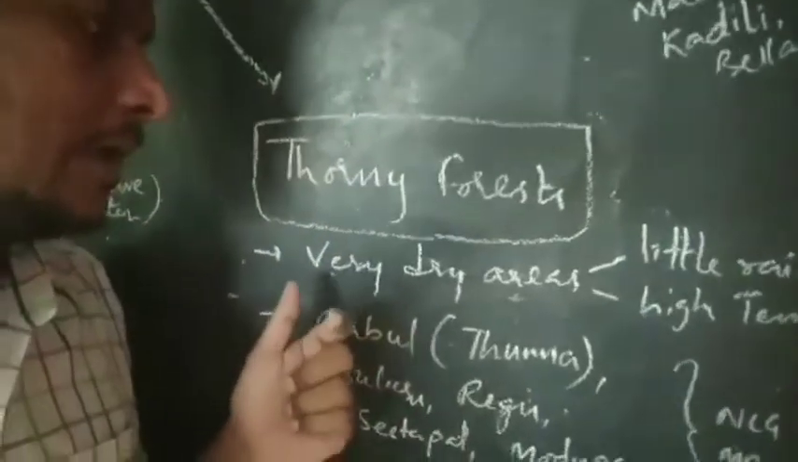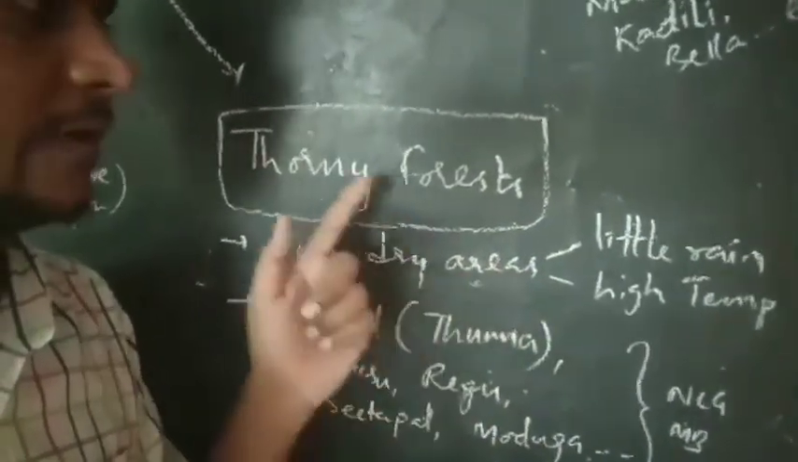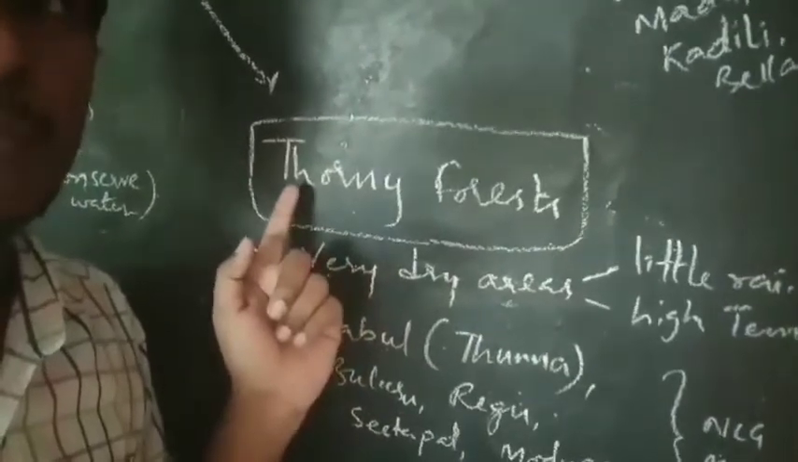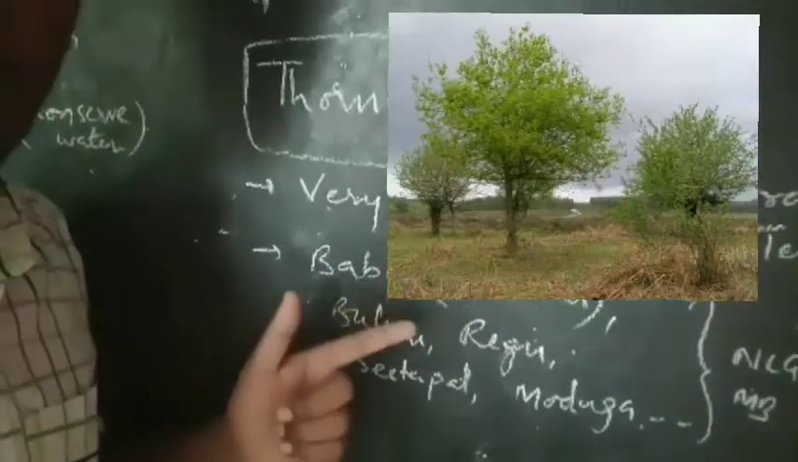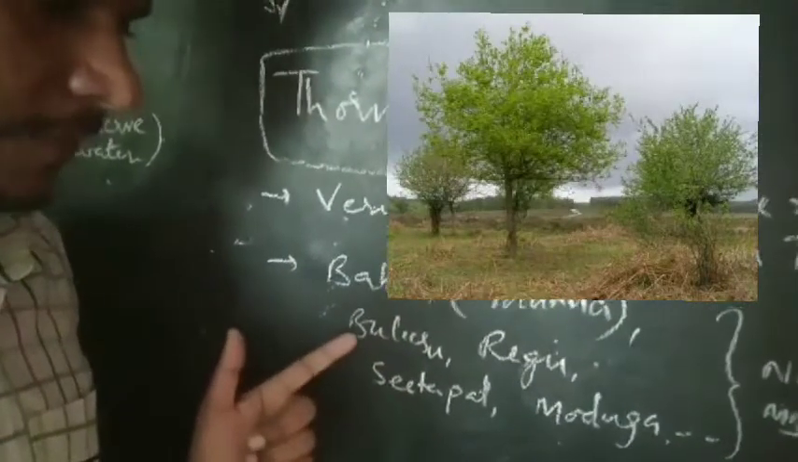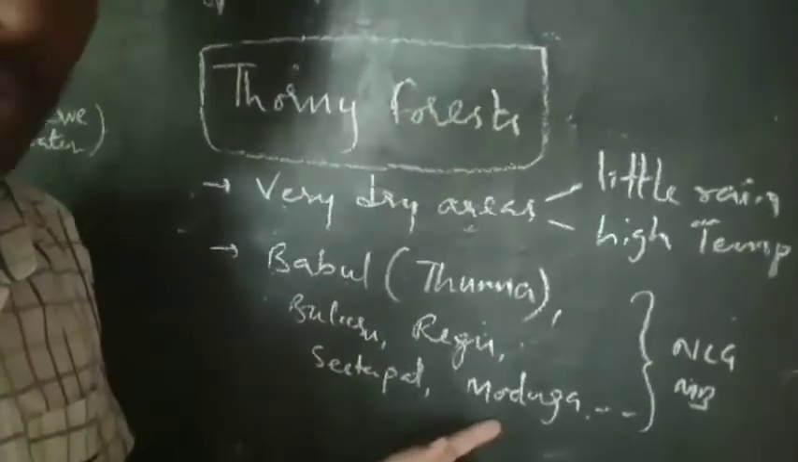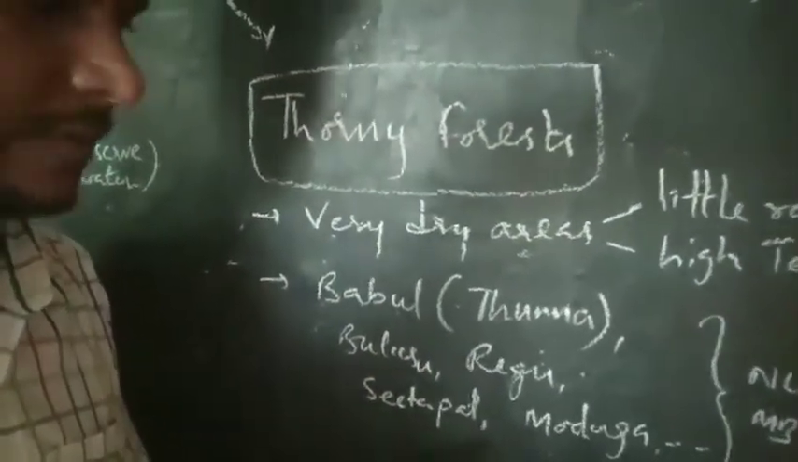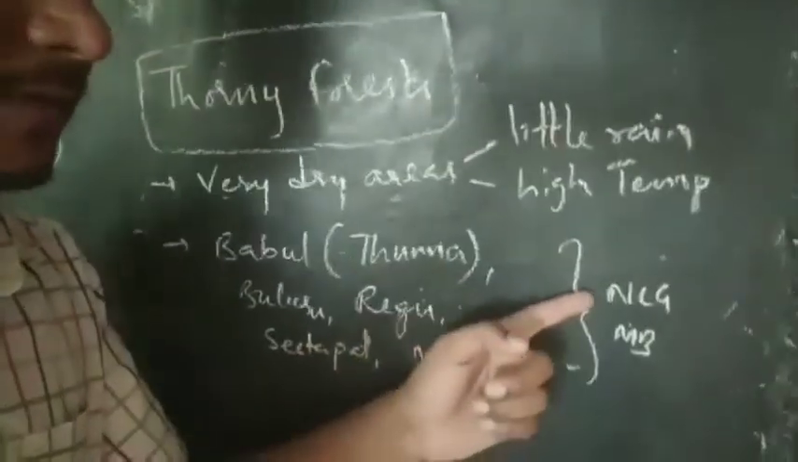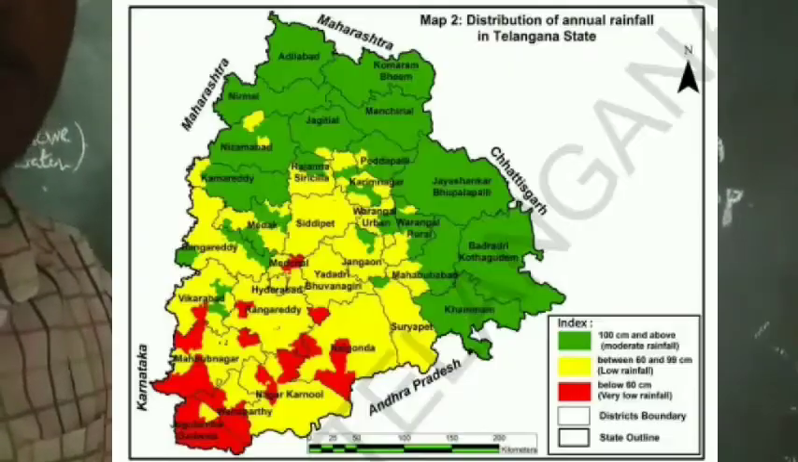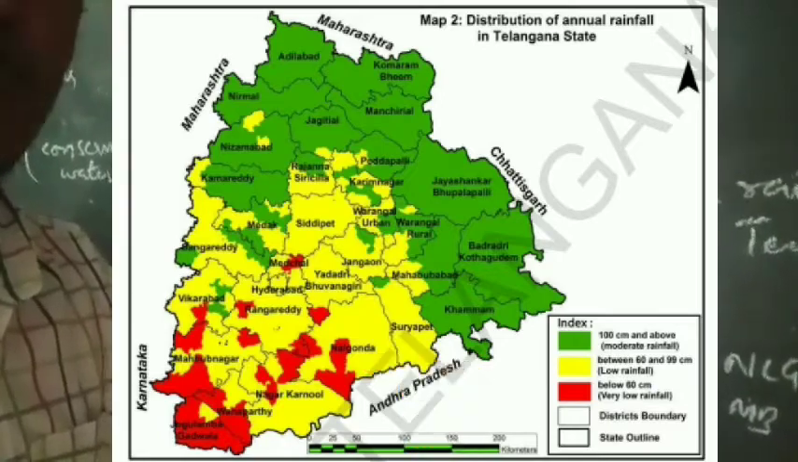Now the climate, if you observe, very dry areas with little rainfall and high temperature, there the forests grown are what we call thorny forest. Okay, next, trees, if you observe: babul tree, tumma chettu. Then next, bulsa. Next, regi chettu, sitaphal, custard apples, and moduga trees, which we can see in our villages of Telangana. These are the trees present in the districts of Nalgonda and Mahabubnagar, where we get a dry type of area, very little rainfall and high temperature.